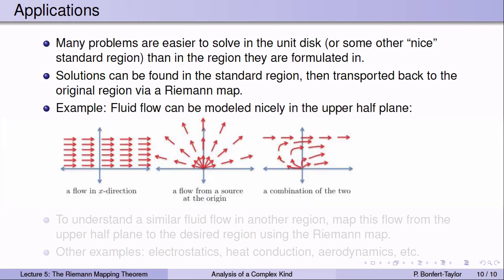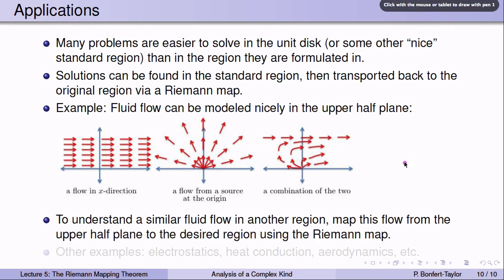Here's an example. Fluid flow can be modeled quite nicely in the upper half plane. For example, a flow in x direction is depicted right here, or a flow from a source at the origin in this middle picture, or a combination of those two, like a flow together with a source at the origin is depicted right here.